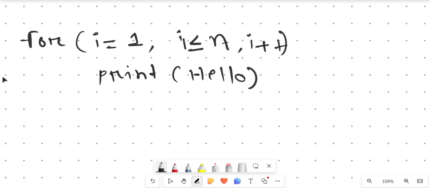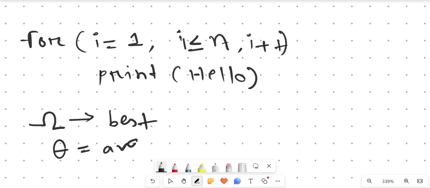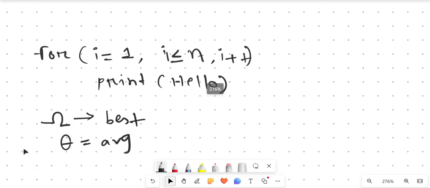In order to calculate the exact cost, first we need to understand three basic asymptotic notations. Omega stands for best time complexity, theta stands for average time complexity, and big O notation stands for worst time complexity.